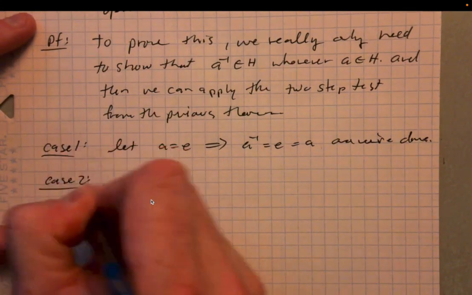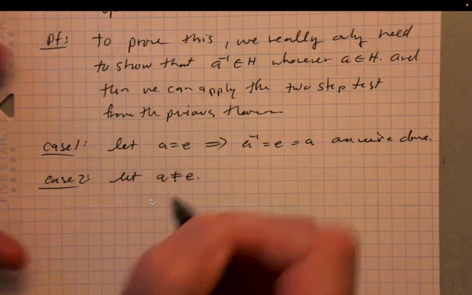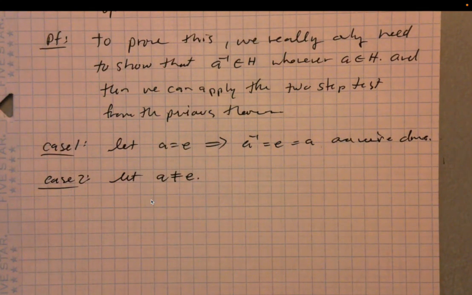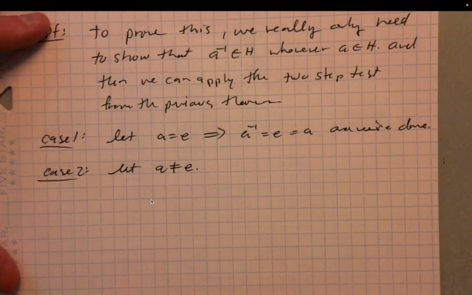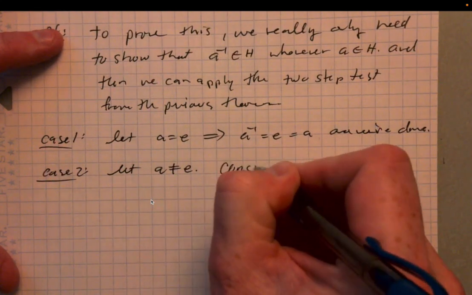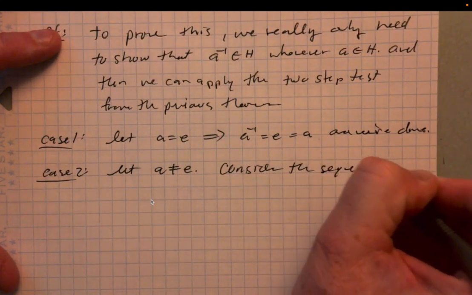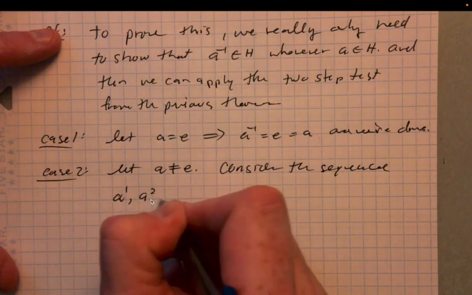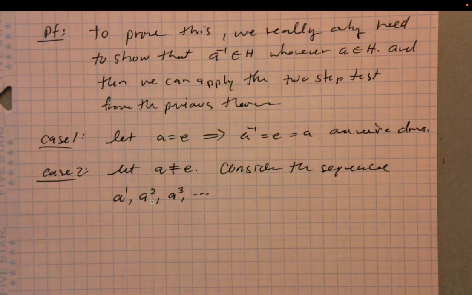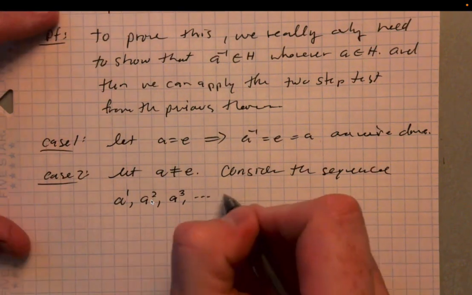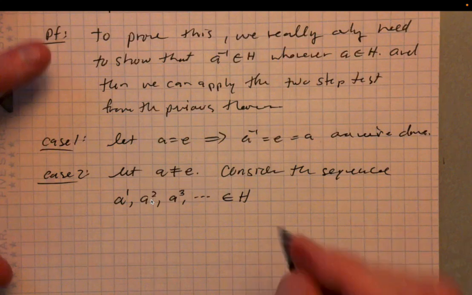Going forward, we'll assume that whatever a we're talking about is not the identity. What we're going to do to build this up is start with a sequence that we know is in H. So consider the sequence a to the first, a squared, a cubed, dot dot dot. a is in H, and so a times itself is in H, and so on. These are all in H since H is closed.